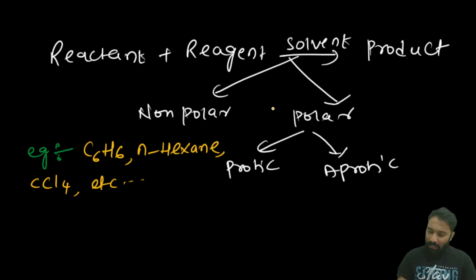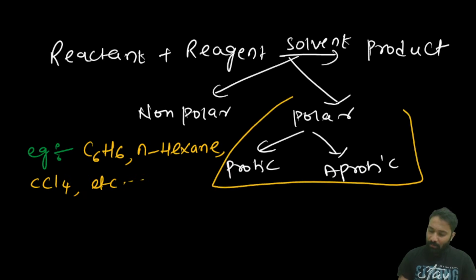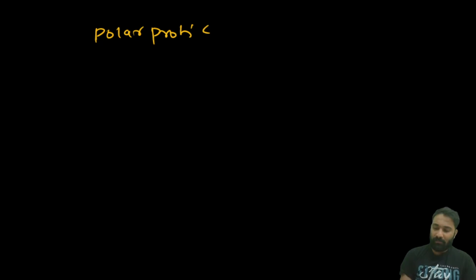Now here mainly we are going to see the polar solvents. These two terms we will use repeatedly in haloalkanes and haloarenes: polar protic solvents and polar aprotic solvents. So before that, in the classification of solvents, first, what is the meaning of polar protic? What is the meaning of protic and what is the meaning of aprotic? Clear?